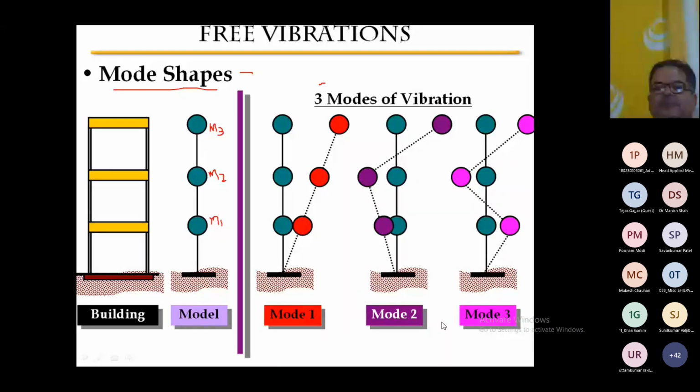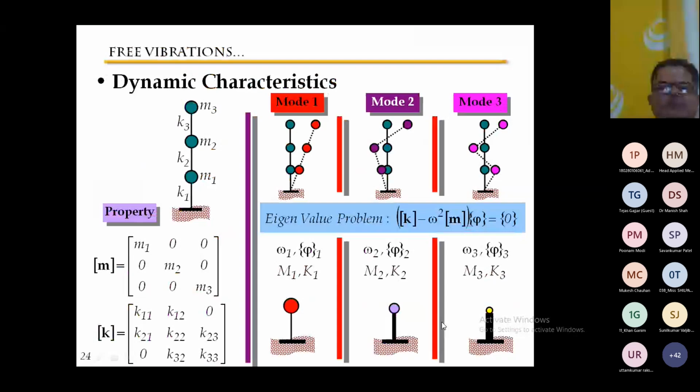So we have 3 different mode shapes, right? And then again, it is having 3 degrees of freedom. So we are creating the mass matrix and stiffness matrix, right? And these matrices will be 3 by 3, right? And then we try to solve it, right? Now it is basically an eigenvalue problem, right?